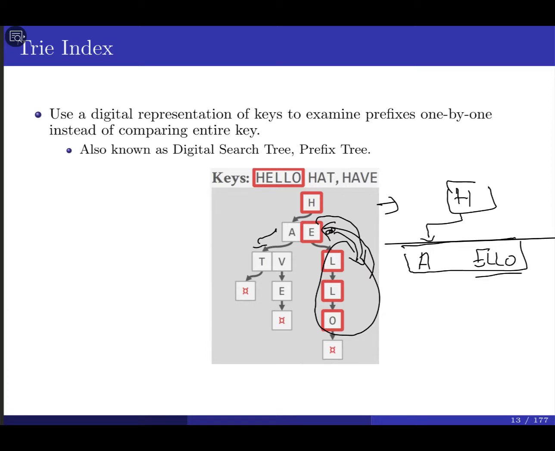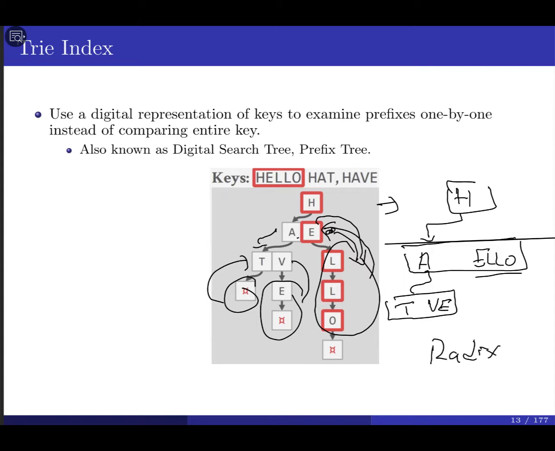So it's going to be like this. And here, since we have A, we still have T and V here, okay? So it's going to be T and V here, E. I compress this one here, and this one, if you have something, I can compress this one here. So that's Radix.